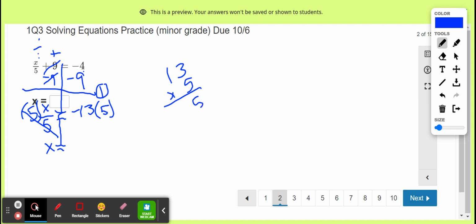5 times 3 is 15, carry the 1. 5 times 1 is 5, plus 1 is 6. And a negative multiplied by a positive is going to stay negative.